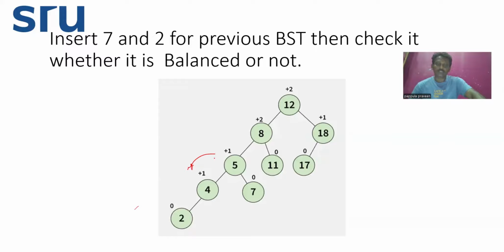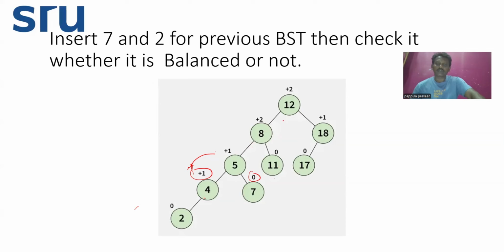This is 1 minus 0, height of the right minus height of the left. So this is 1, this is 0. 1 minus 0 is 1. Okay, next one. Here there is no left child, there is no right child. So now the height is 2. So again, this is also balanced.